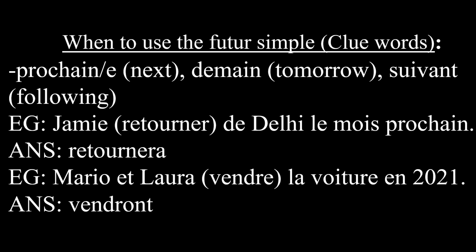For the first example, le mois prochain is the next month, which is a clue word for simple future. Retourner is an ER verb, so you keep it as it is and you will simply add the ending for Jamie, that will be A. Then 2021 is a year in the future, so it's an RE verb, so you cancel off the last E and you would add the ending ONT, because Mario and Laura becomes ILS, so the appropriate ending is ONT, and therefore you get ils prendront.